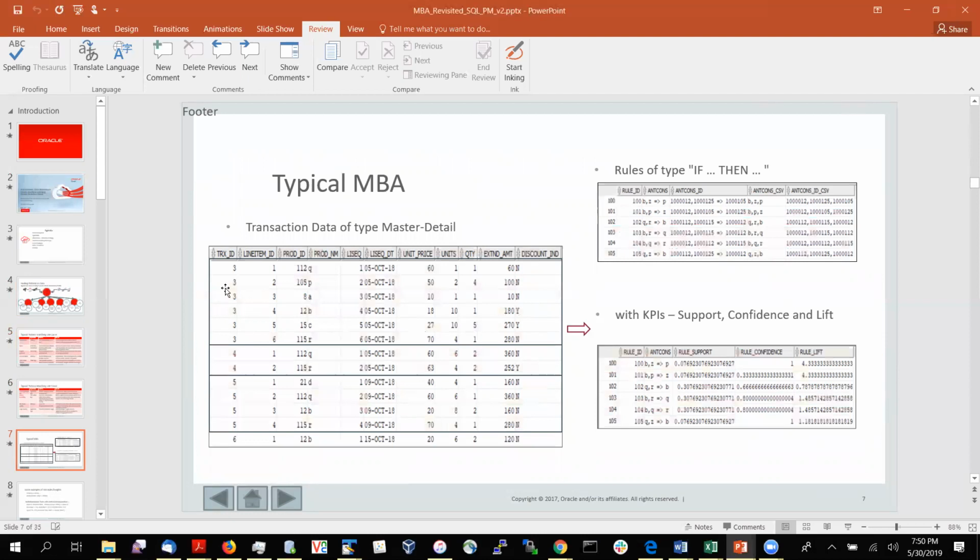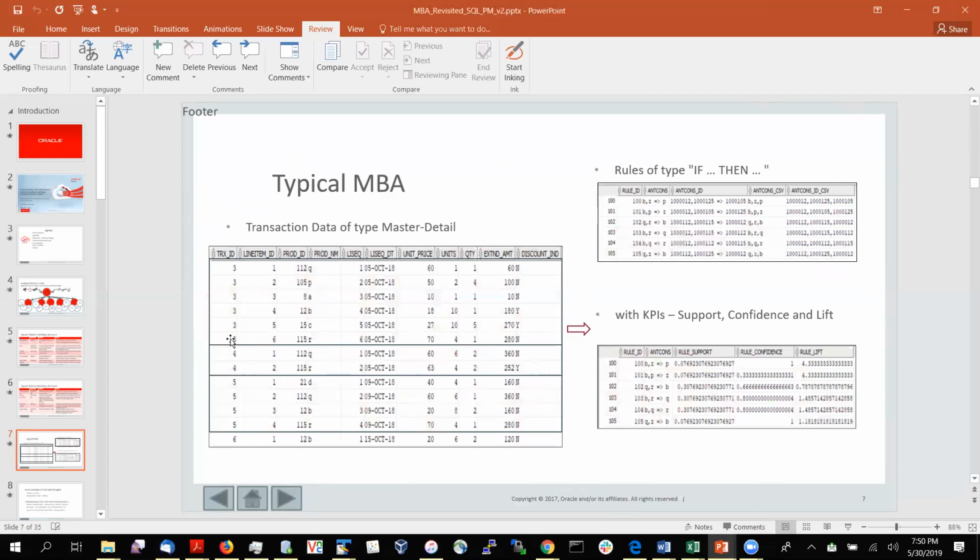So let's begin. Let's say this is our input data set. Typical market basket analysis, MBA, is you take transactional data of master detail nature. So in this case, we have transaction ID as the parent key and the product ID as the child key, the line items. In my case, the products are single letter products. This is just a small data set to finalize the functionality, and then we would expose the solution to a bigger data set.